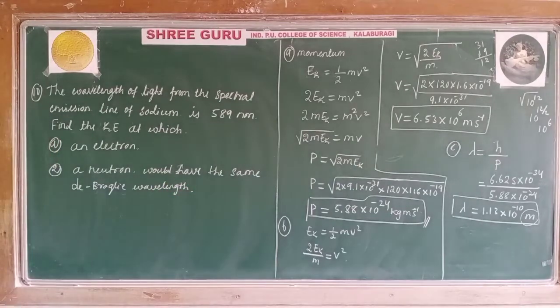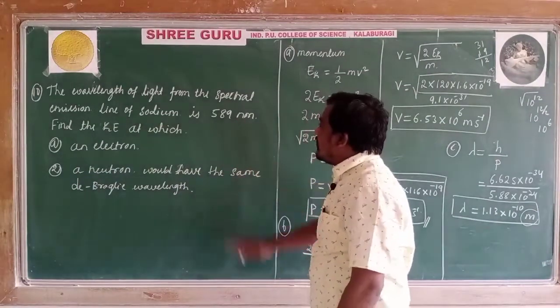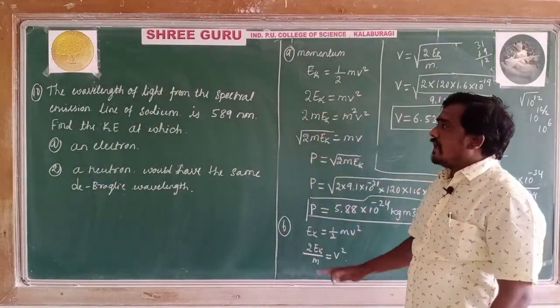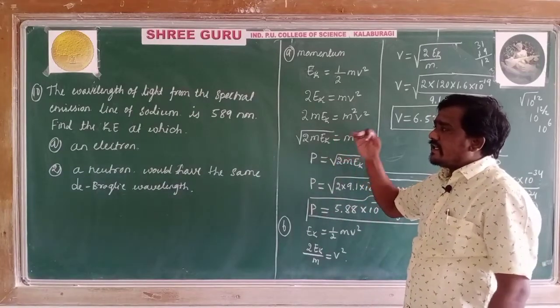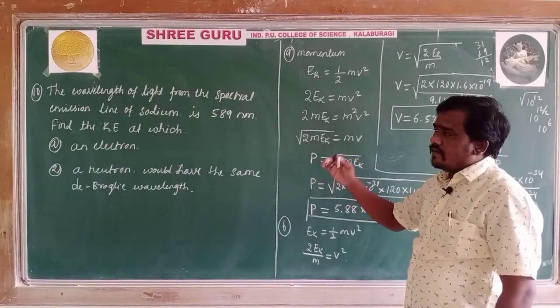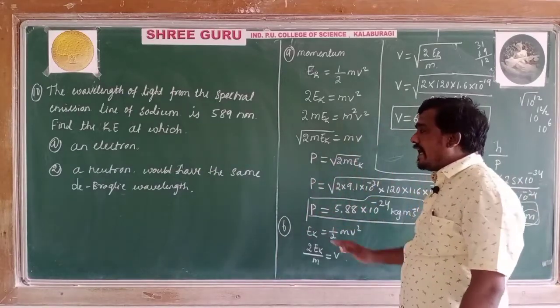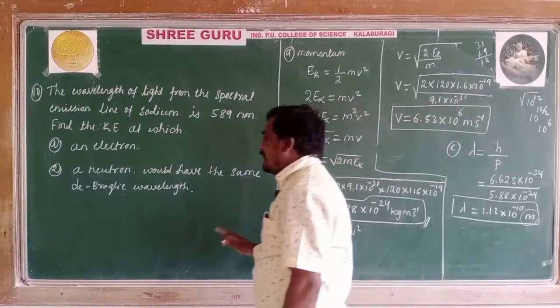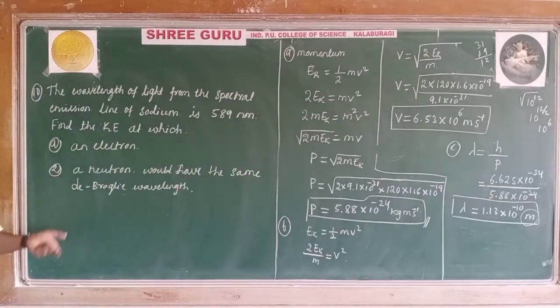Okay, this is our question. The wavelength of light from the spectral emission line of sodium is 589 nanometer. Find the kinetic energy at which an electron as well as a neutron would have the same de Broglie wavelength.